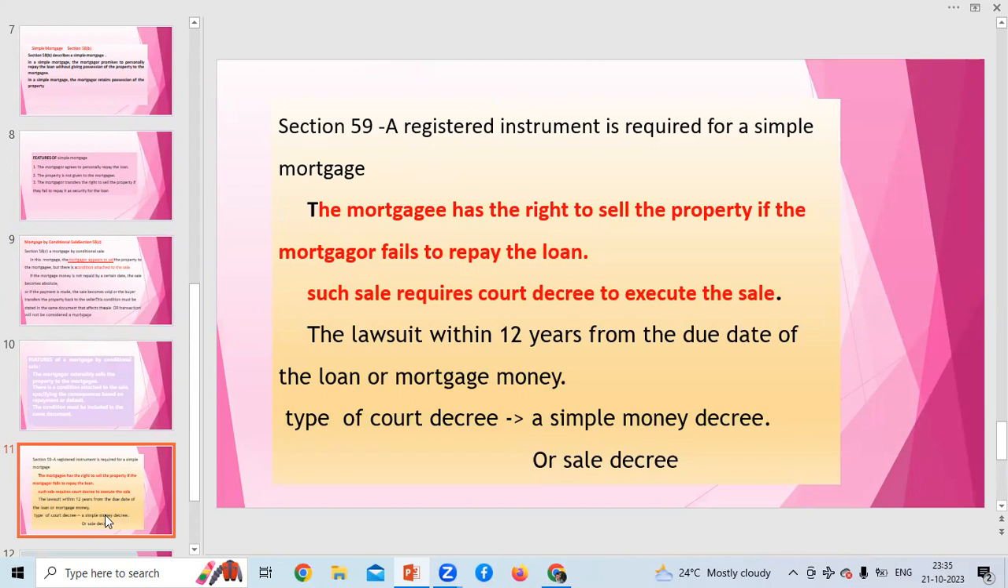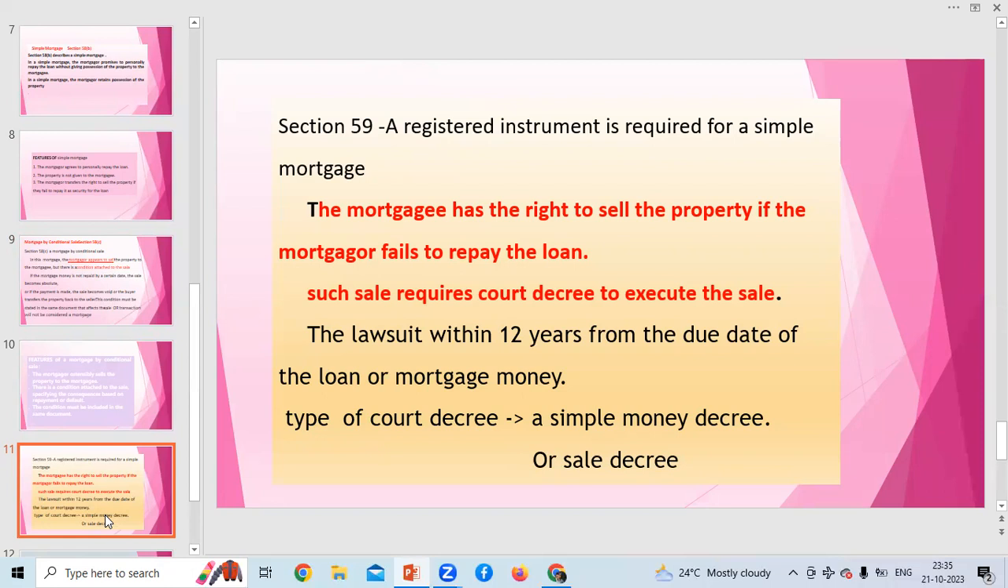The mortgagee has the right to sell the property if the mortgagor fails to repay the loan. As we have seen, in this simple mortgage the possession is with the owner. Possession is only a part of the bundle of rights that ownership has, and the right to sell is another right in the bundle, which is given to the mortgagee. Automatically, the possession will naturally go to the mortgagee when this happens. Such a sale requires a court decree to execute the sale. So this is important.